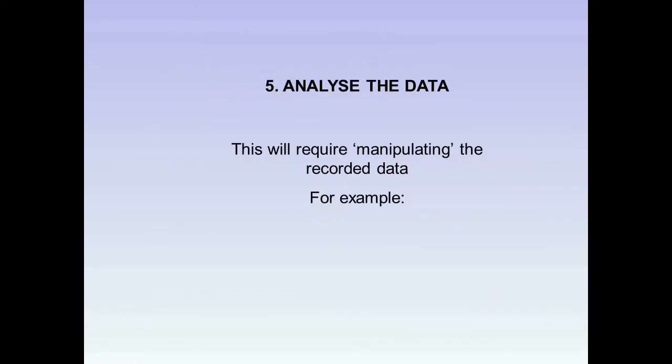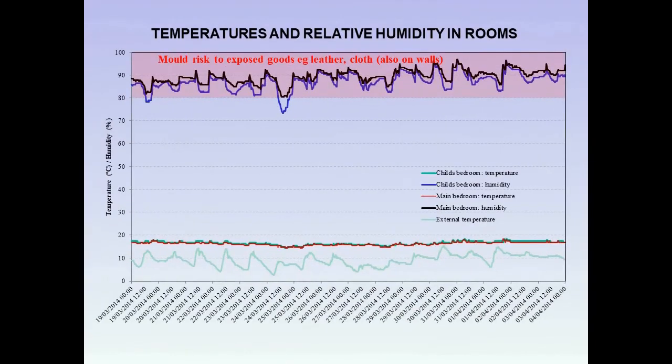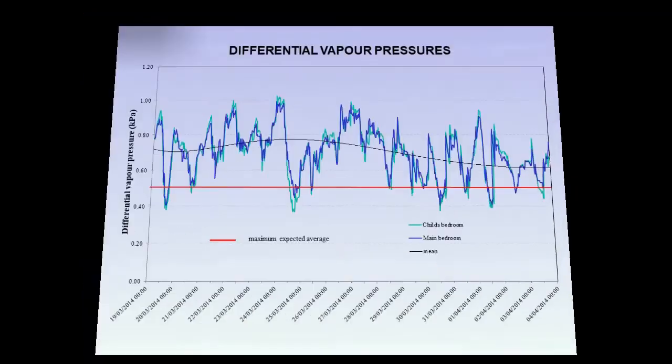It needs to be appropriately manipulated. For example, this is just a straightforward temperature humidity in relation to a room, bedroom I think in this case, yes, and mould risk to exposed goods such as leather and cloth, because we were getting mould growth on the bedclothes. But look at the relative humidity, it's running up around about 90%. That will allow mould growth on certain items and certainly on certain cloths.